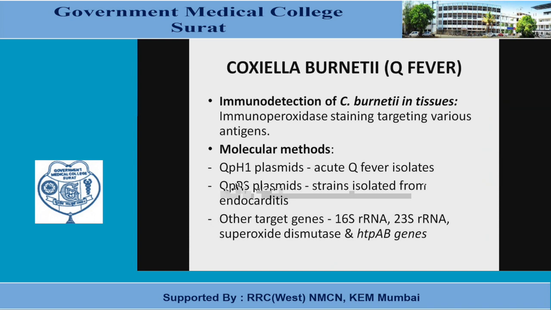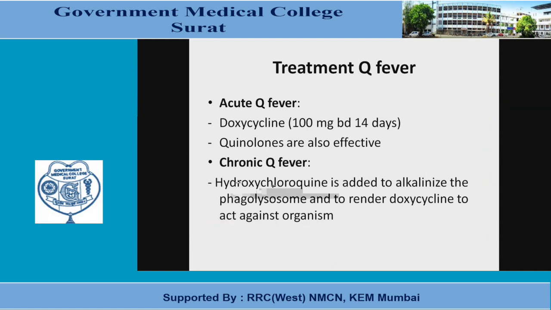Another test is the molecular test that can be done by PCR. Treatment is doxycycline and quinolones are also effective. For chronic Q fever, hydroxychloroquine is added to alkalinize the phagolysosome and to render the doxycycline active against the organism.